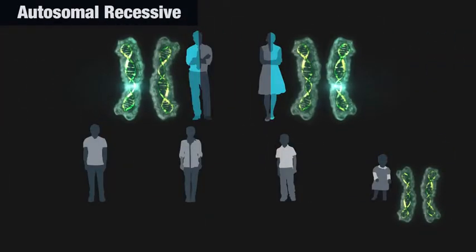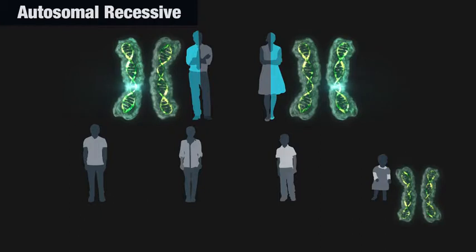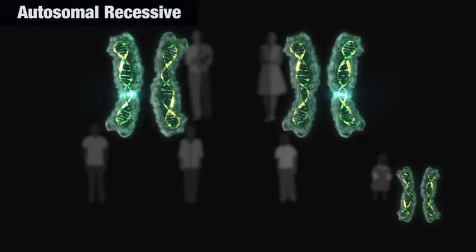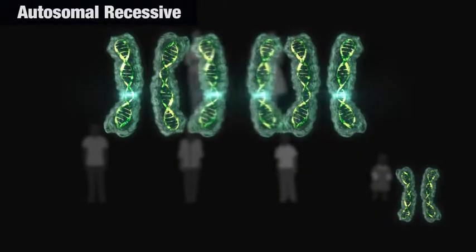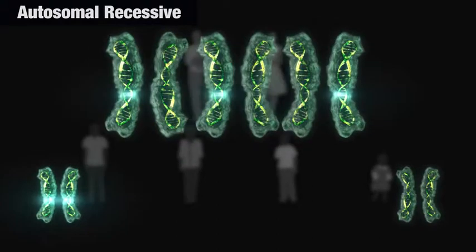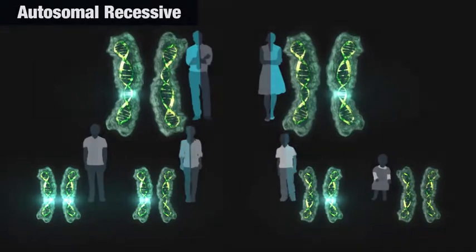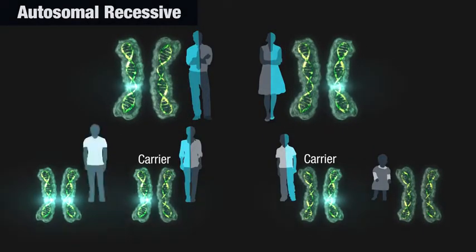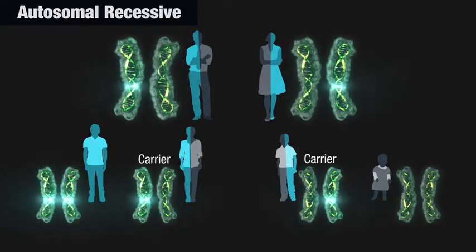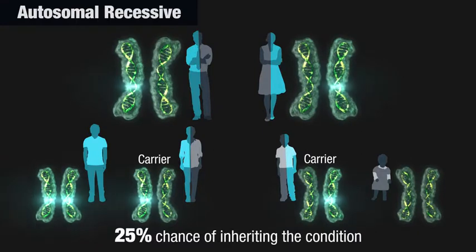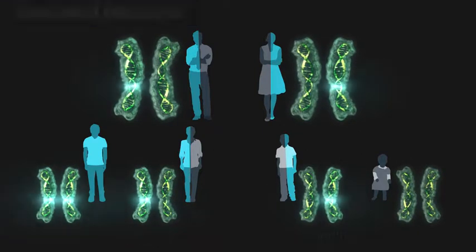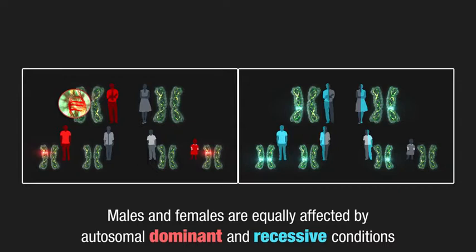An autosomal recessive condition requires inheritance of 2 copies of a mutated gene, one from each parent. If only one copy of a mutated gene is inherited, this individual will not develop the condition, but will be a carrier. The children of 2 parent carriers will have a 25% chance of inheriting the condition. Males and females are equally affected by autosomal dominant and recessive conditions.